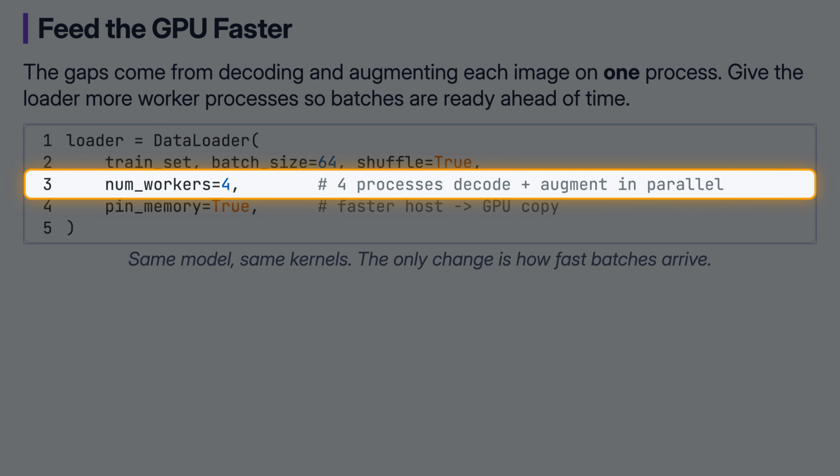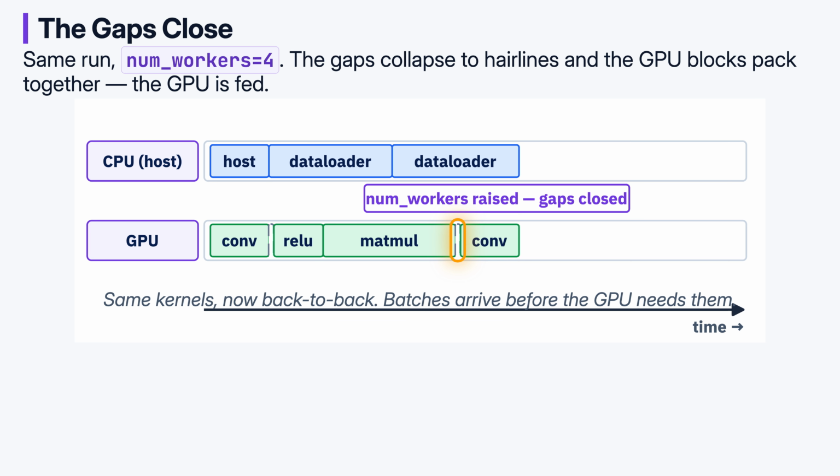Same run, now numWorkers 4. The gaps have collapsed to hairlines. This gap closed too. The GPU blocks are now packed tightly together. The kernels are the same size as before, but batches arrive sooner, so the GPU is fed far better. This schematic overstates it. The real gain comes next.